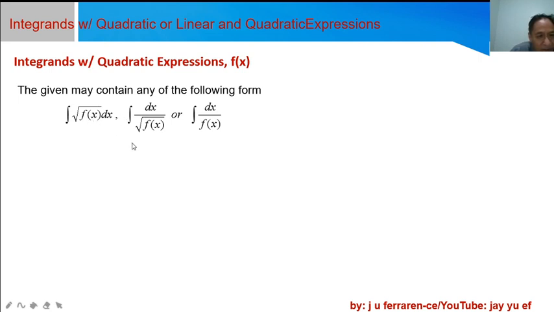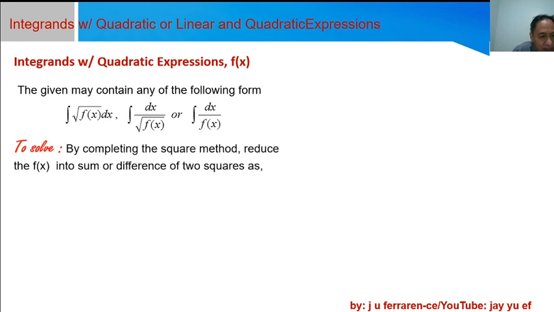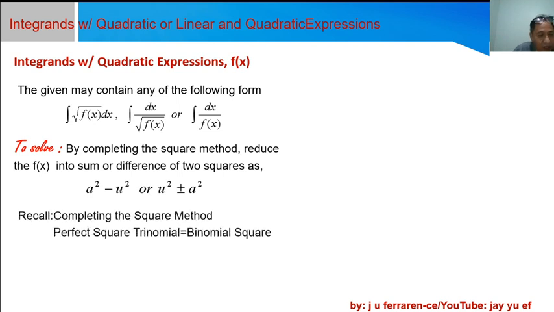We have to take the same approach on how to integrate. By the completing the square method, especially when your quadratic has a first degree term, you can reduce the f of x into a sum or difference of two squares. So basically, I need to recall the completing the square method because I want to express my given f of x into a squared minus u squared or a squared plus or minus a squared through completing the square method.